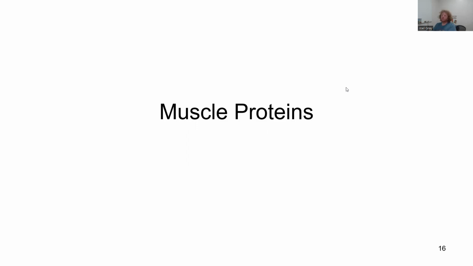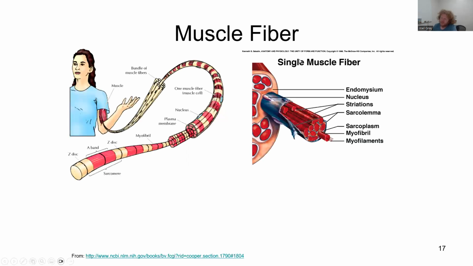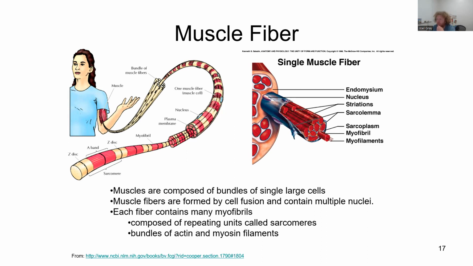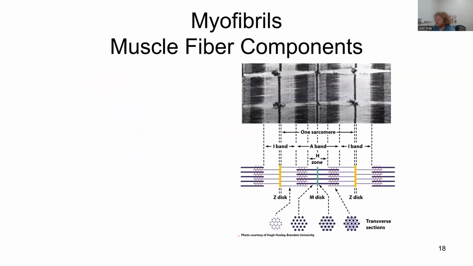Okay, so muscle proteins can be a little bit confusing because of the terminology and the jargon that's utilized. I'm going to toggle back and forth between not this slide, but the next two slides. What's important to take away from muscle fibers is that muscles are composed of bundles of single large cells. Muscle fibers are formed by cell fusion and contain multiple nuclei. And the major parts of these myofibrils are bundles of the proteins actin and myosin. These are two filamentous proteins, the fibrous rather than globular proteins.